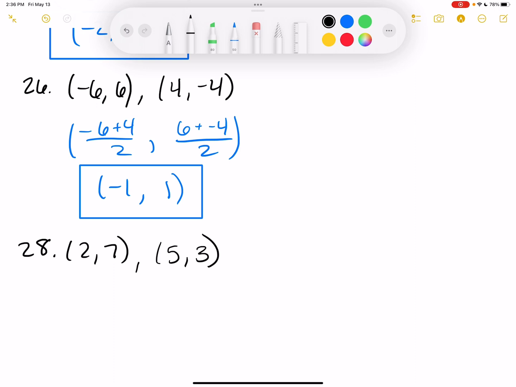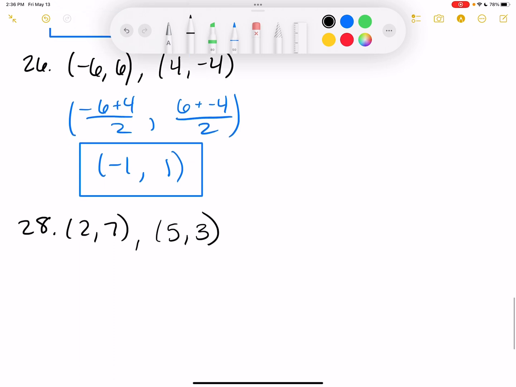So probably like 3. Then it's 7 over 2. Then 10 over 2. All right, I got my answer.